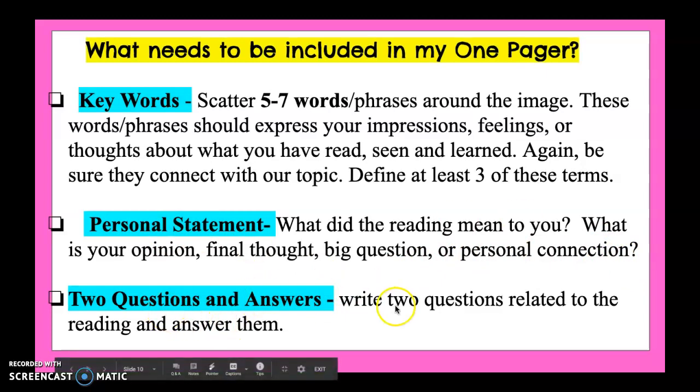And then 2 questions and answers that are related to the reading. Please don't forget to answer your questions. You're writing the question and you're answering the question, okay?